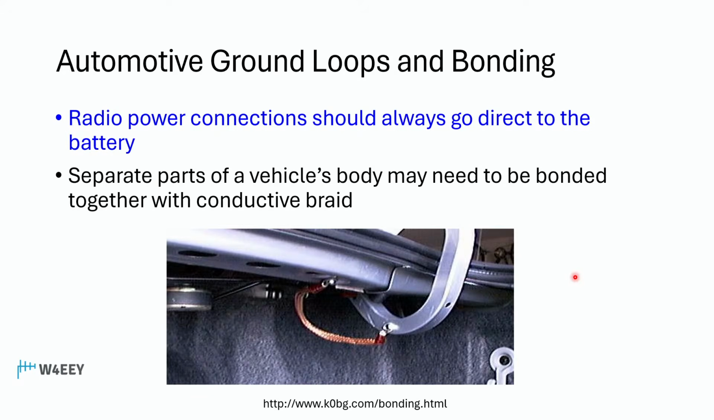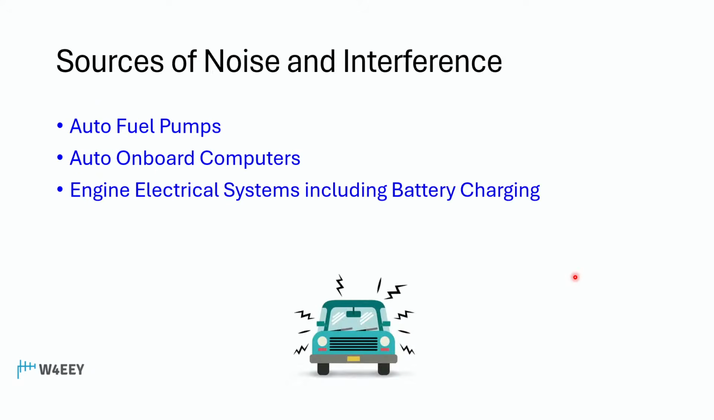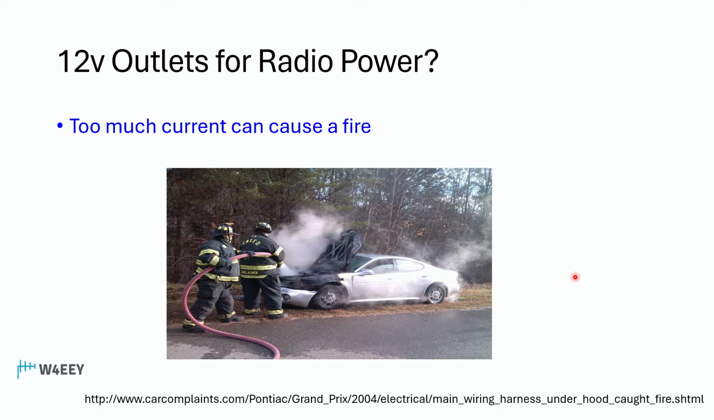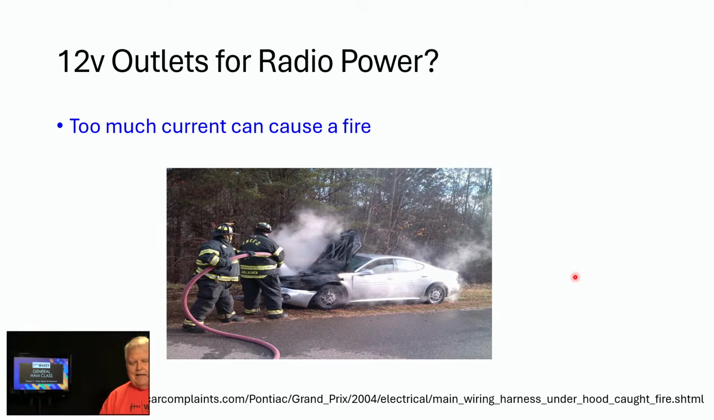And if you're going to go mobile and you're going to ground things out, well, you may need to ground and bond parts of your vehicle. And radio power connections should always go directly to the battery. No longer can you just connect the negative lead to the chassis of the car. That doesn't always work anymore. And you can have noise and interference in your car from fuel pumps, onboard computers, the engine's electrical system, including battery charging. And if you're going to be powering your radio, if you're going to use that cigarette lighter, that might not be rated for the amount of current that you want to draw.